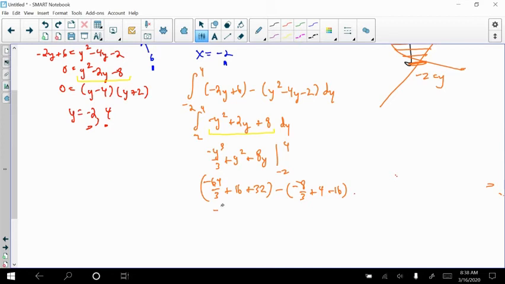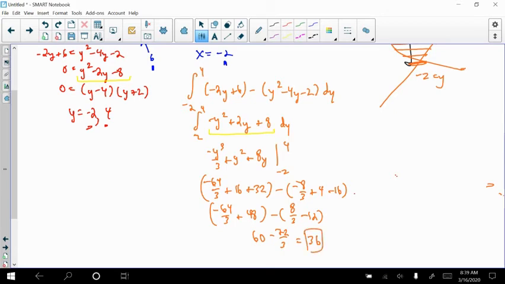So this is negative 64 thirds plus 48, on the left, minus, I have a negative, so a positive 8 thirds. 4 minus 16 is negative 12. So I have 48 minus a negative 12, which is 60. And then I've got negative 64 thirds minus 8 more thirds, so that would be negative 72 thirds, which is actually 24. So 60 minus 24. I believe that should be an area of 36.